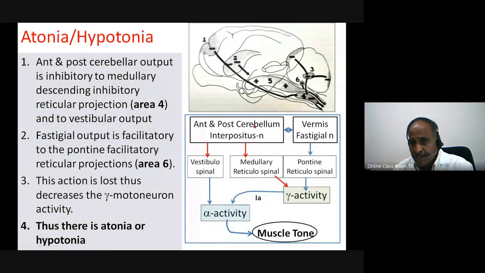So that means the anterior and posterior cerebellum will send inhibitory input to the medullary reticular system, area 4. The second part, the vestibular part, has a facilitatory effect. You can just see that number 6 and the central, they have a facilitatory effect. So this is what the pontoreticular system, they are facilitatory to this thing. Pontoreticular, these things are suppressed. So then muscle tone decreases. So thus there is an atonia.